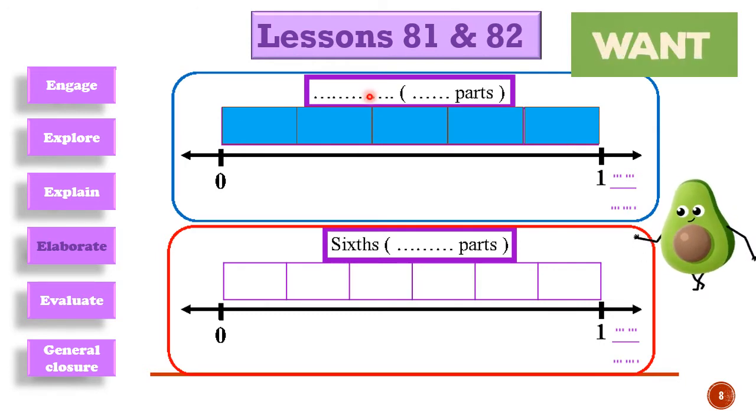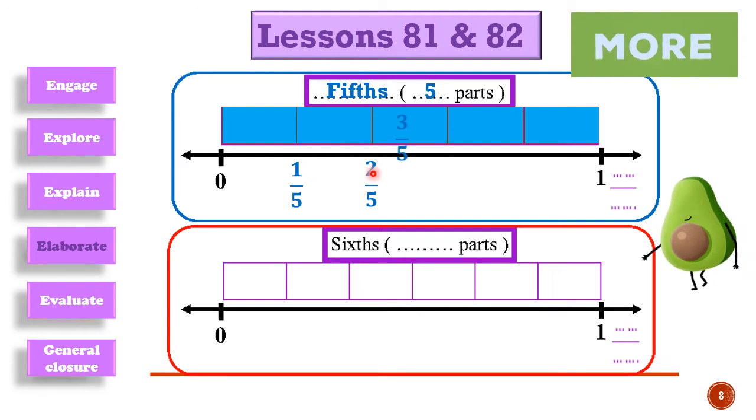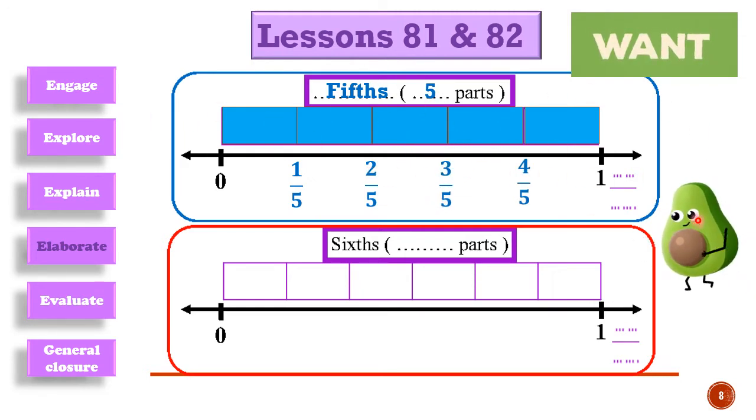It will be fifths. And how many parts? 5 parts. And the first fraction in number line will be a fifth. Second one will be 2 fifths, 3 fifths, 4 fifths, and the whole one it will be 5 fifths.